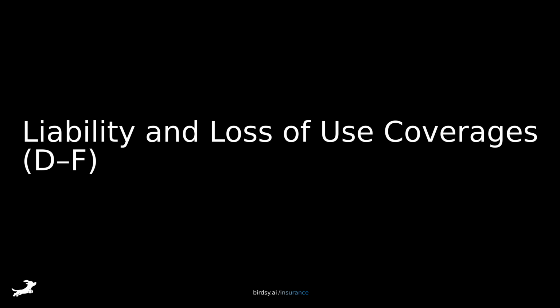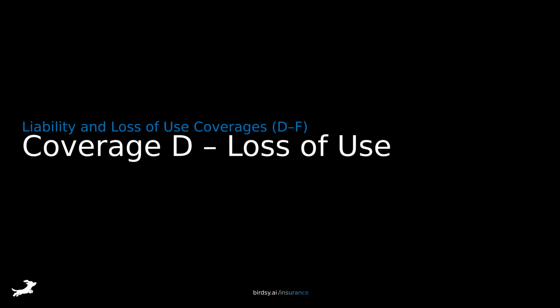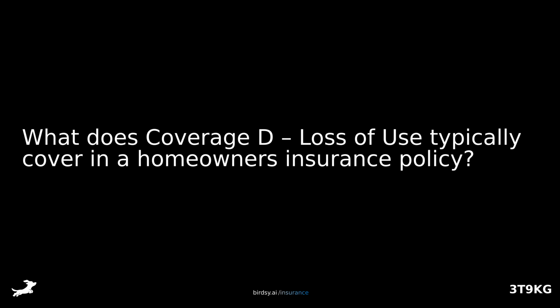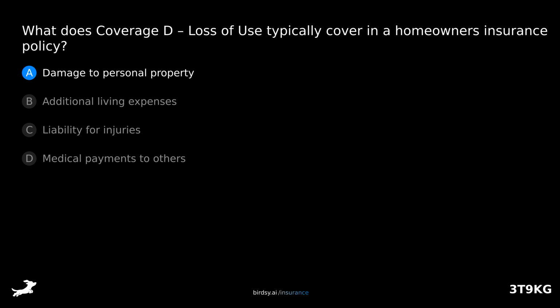Liability and loss of use coverages D to F. Coverage D, loss of use. What does coverage D, loss of use, typically cover in a homeowner's insurance policy? Is it A, damage to personal property, B, additional living expenses, C, liability for injuries, or D, medical payments to others? The answer is B, additional living expenses.